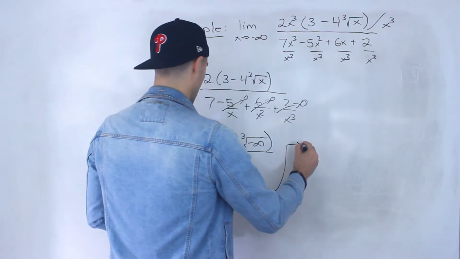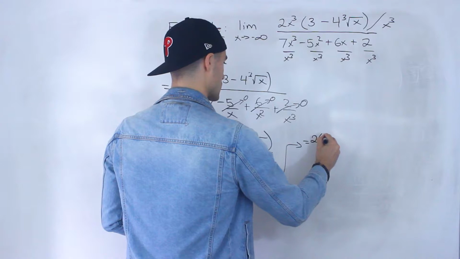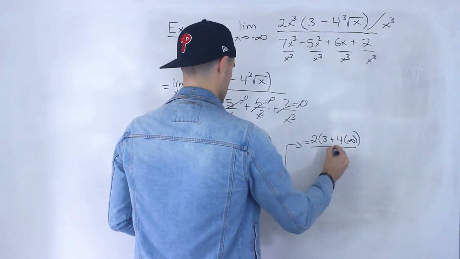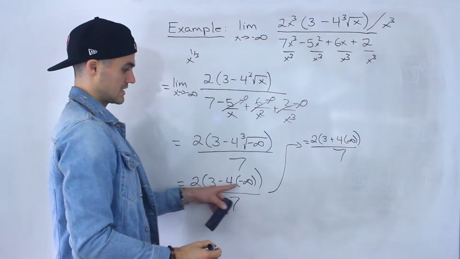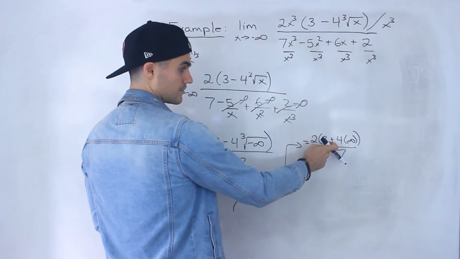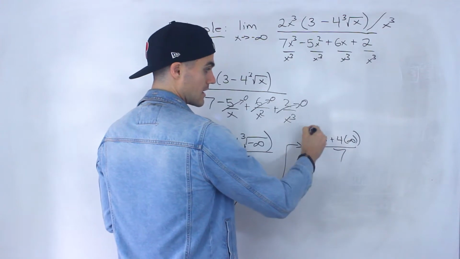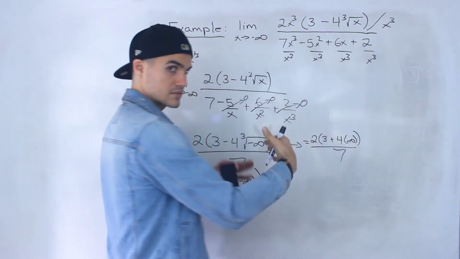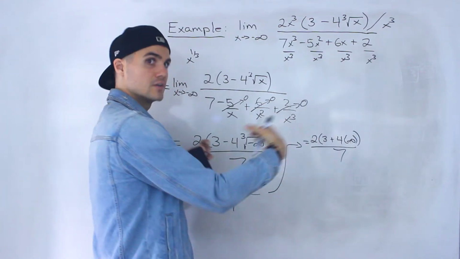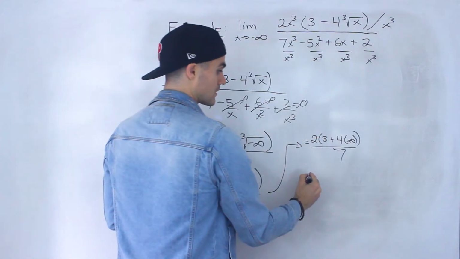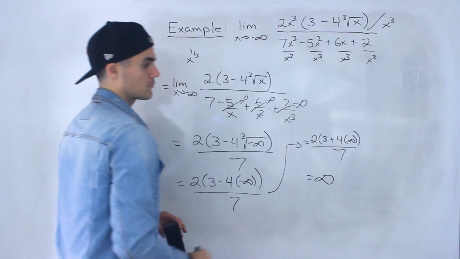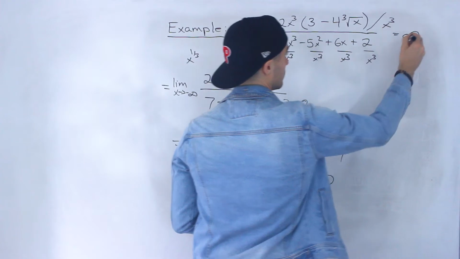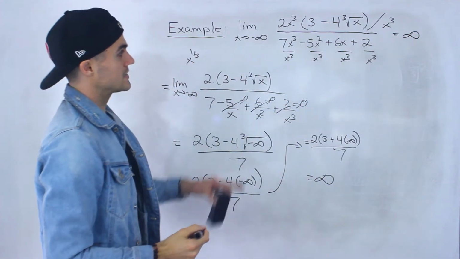So what we end up having here is 2 times (3 plus 4 times a very large number), because the negative turns into a positive. So we have 4 times a very large number, plus 3, still a very large number, times 2, an even larger number, over 7. We end up getting positive infinity. So that's the answer to this limit, and that's one way to do it.